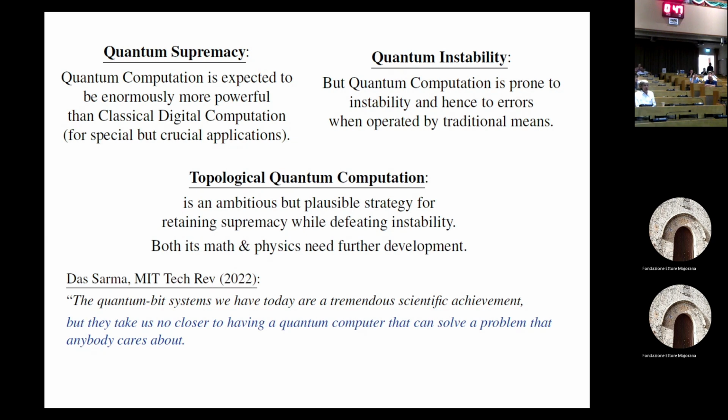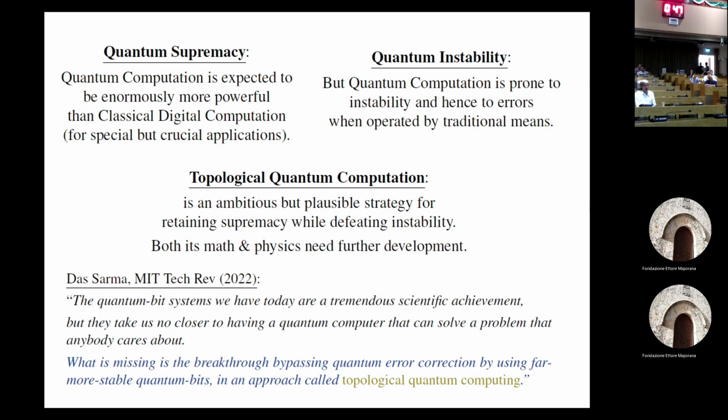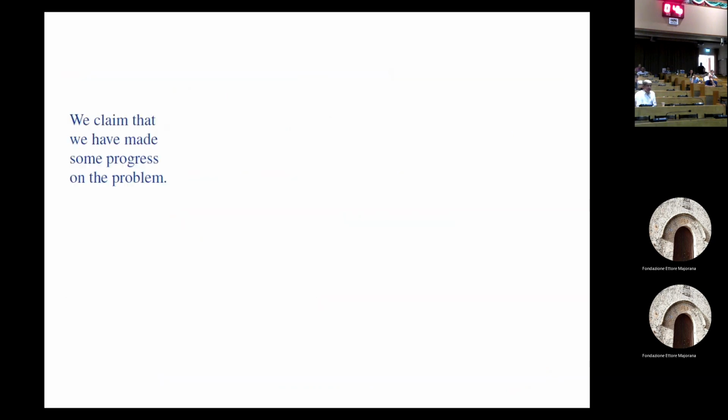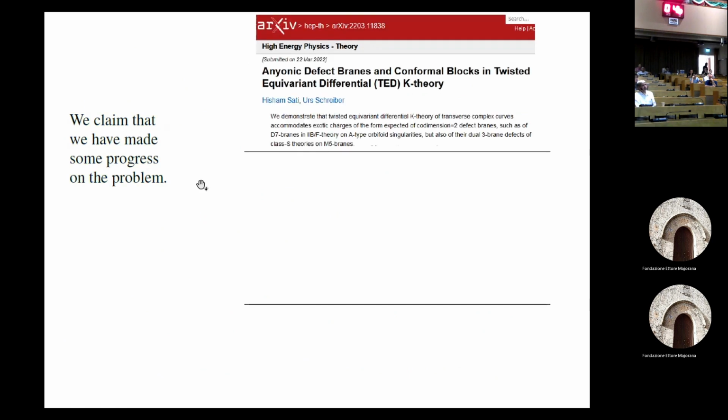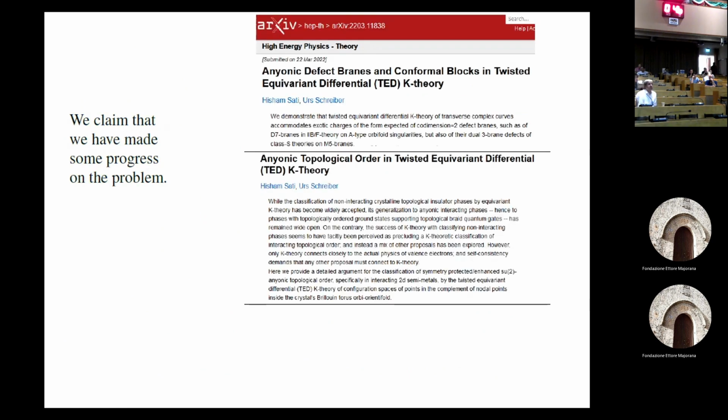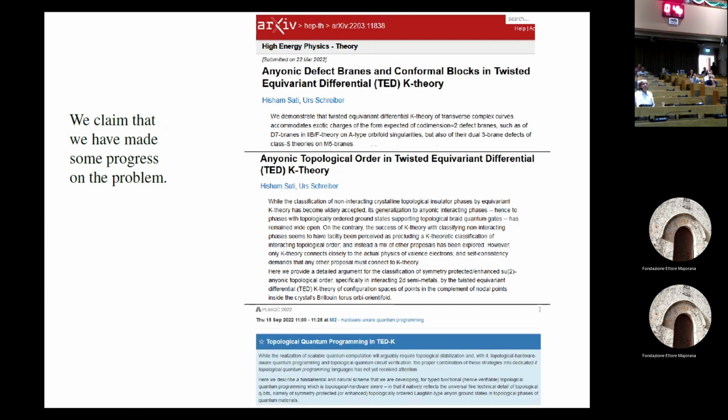They do something quantumly, but not something that is practically useful currently. What is missing is the breakthrough of bypassing quantum error correction by using far more stable quantum bits, in an approach called topological quantum computing. So that's what I'm looking at now, the theory of. With Hisham Sati, we claim that we've recently made some progress on the theory side in a sequence of articles that we published. Maybe if I have time, I can say more about what we actually do there at the very end, just very briefly, but I'll keep this talk very expository.